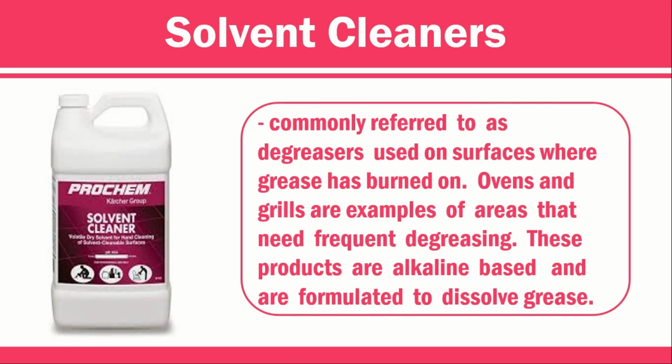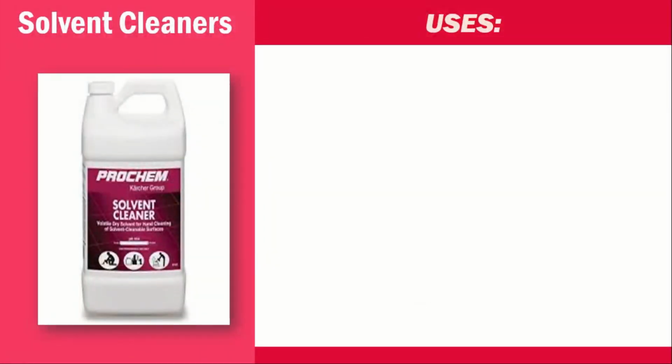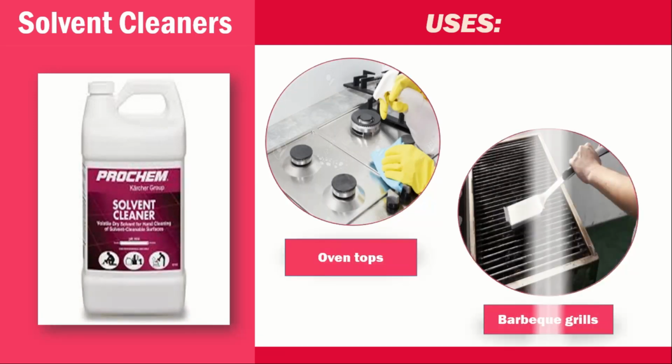Next is solvent cleaners. Solvent cleaners, commonly referred to as degreasers, are used on surfaces where grease has burned on. Ovens and grills are examples of areas that need frequent degreasing. These products are alkaline-based and formulated to dissolve grease. Solvent cleaners are a substance capable of dissolving a solute to form a cleaning or degreasing solution. They are used for a number of industrial strength applications. Solvent cleaners are used for cleaning oven tops and barbecue grills.